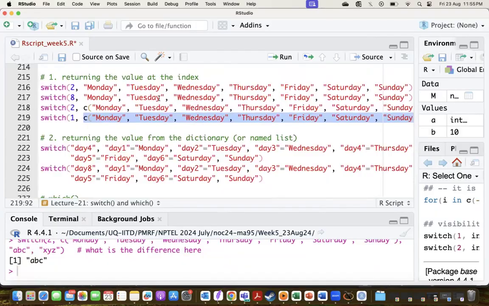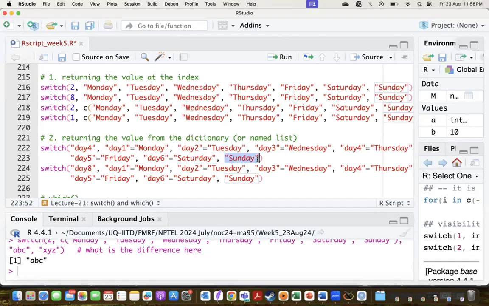So this is one way in which switch works. And the other way is like a named list. Here I had numbers as my first element. Here I have a certain name, and that name is going to match one of these names here. So the way named lists work is that you have an equals sign; before the equals sign is the name, and after it you have a value. So in this case, day 1 is the name for the value Monday. Likewise, day 2 is the name for the value Tuesday, and so on.